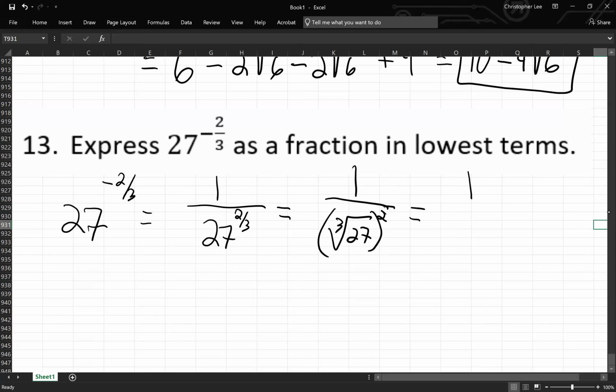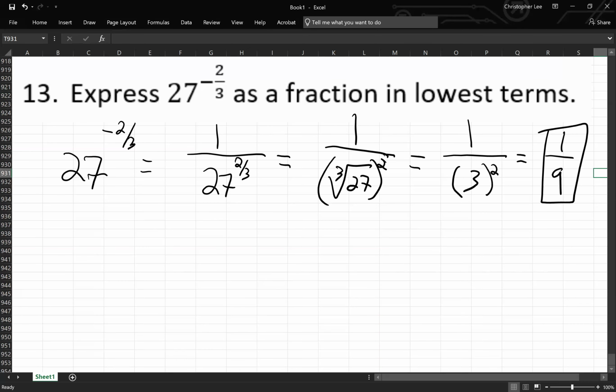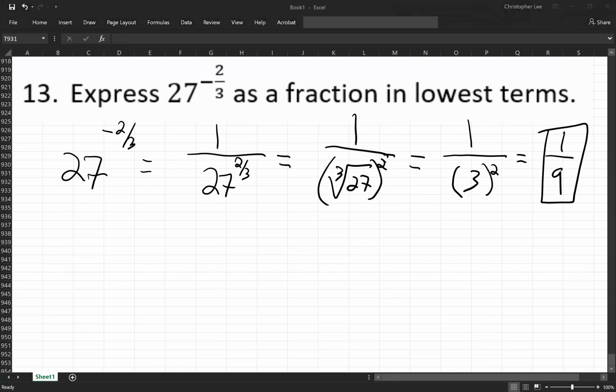So what is the cube root of 27? 3. Good, right? Because 3 times 3 is 9, and 9 times 3 is 27, right? And then I got to square this. This is the hard part now. What's 3 squared? 9, right? So final answer, 1 over 9, and that's it. All right. Questions on this? Good? Not too bad. Remember that these are your exponent rules. You see them on your formula sheet.